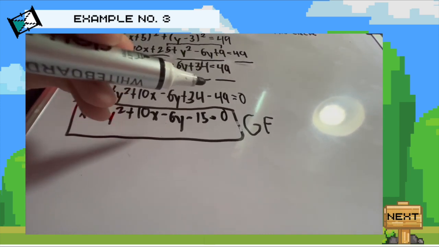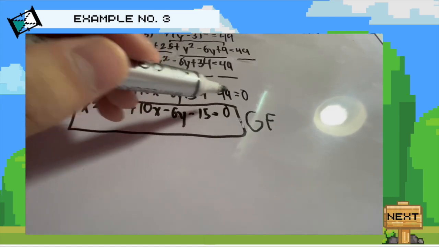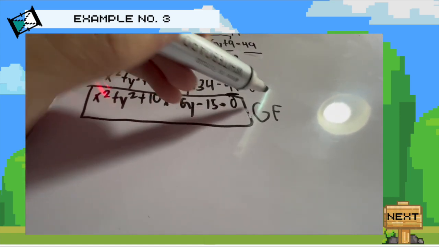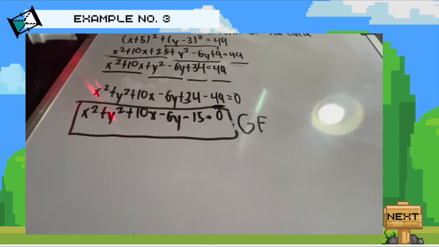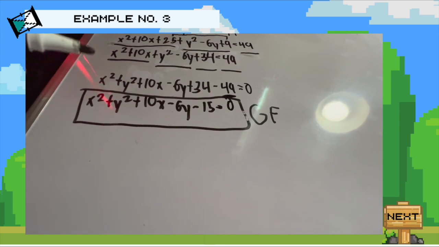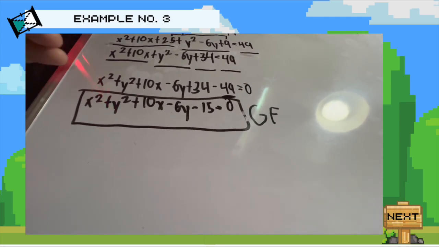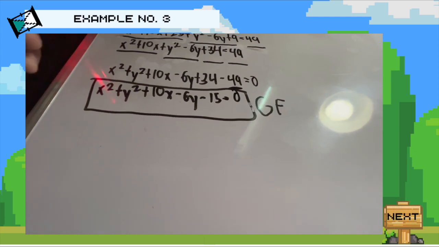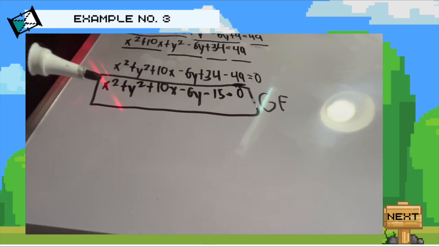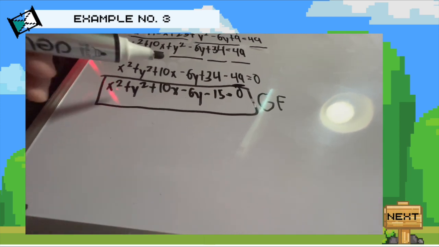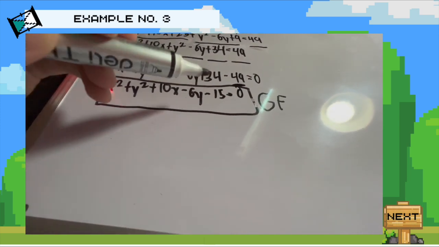Then we need to subtract 49. So here it is. Then it is equal to 0. Then let us combine. So x squared plus y squared plus 10x minus 6y. Then 34 minus 49, that is negative 15, so that is equal to 0, and that is our general form.